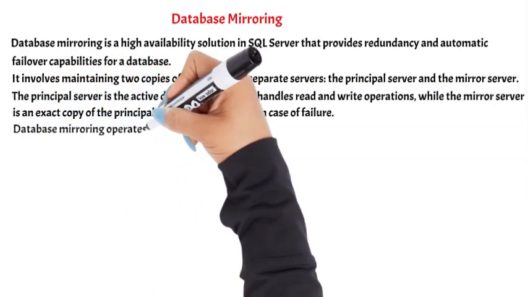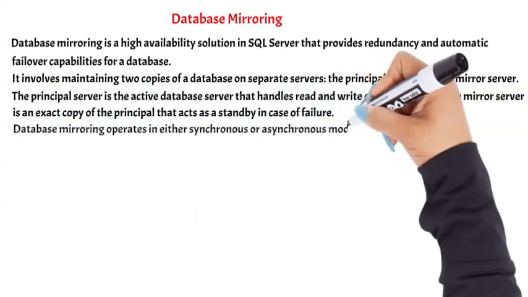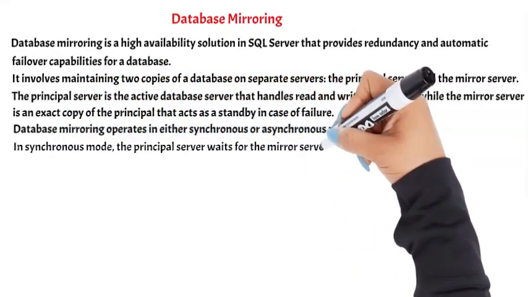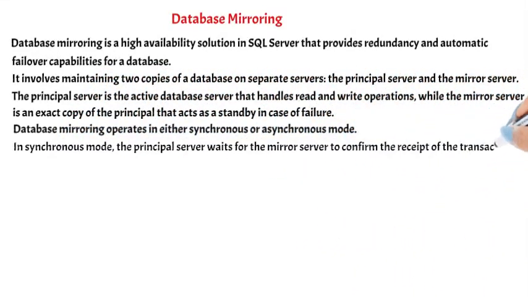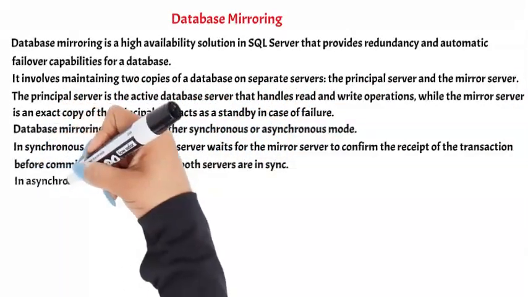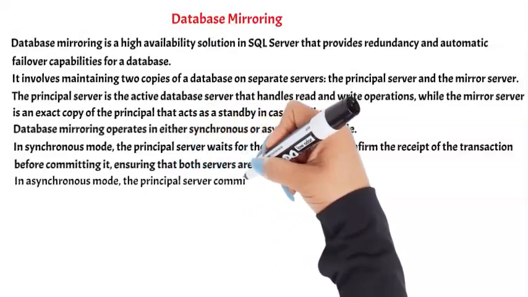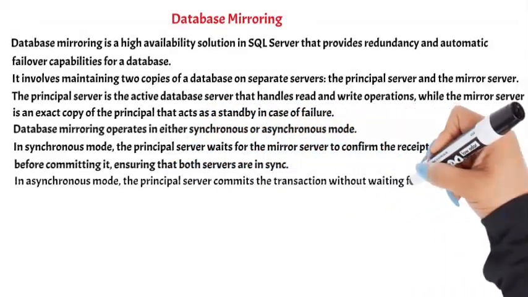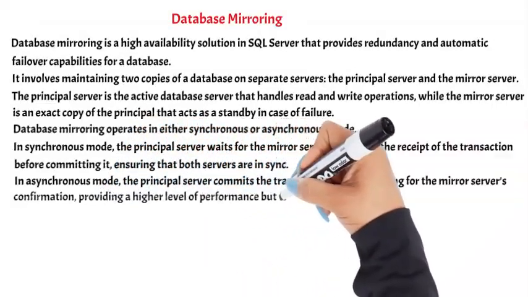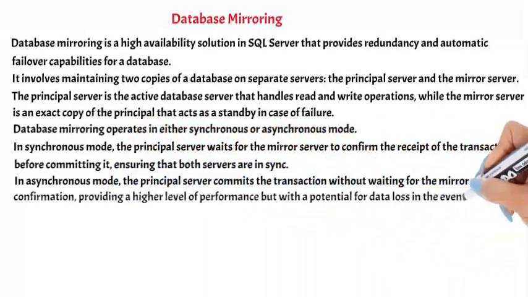Database mirroring operates in either synchronous or asynchronous mode. In synchronous mode, the principal server waits for the mirror server to confirm the receipt of the transaction before committing it, ensuring that both servers are in sync. In asynchronous mode, the principal server commits the transaction without waiting for the mirror server's confirmation, providing a higher level of performance but with a potential for data loss in the event of a failure.